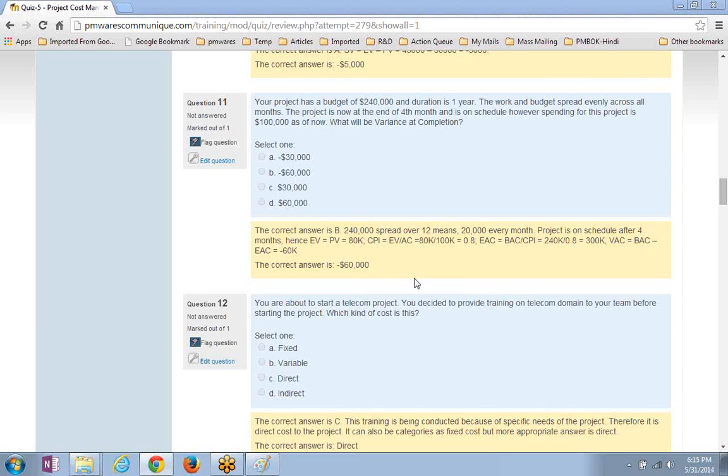So I think the calculation is given in the answer, but do you have any problem in understanding the answer? 21 and 23rd, okay. Not 11.